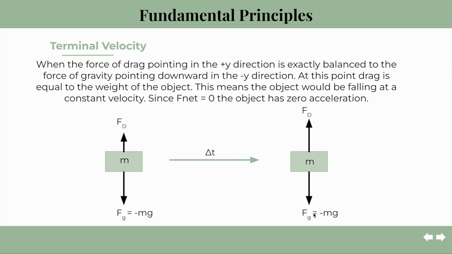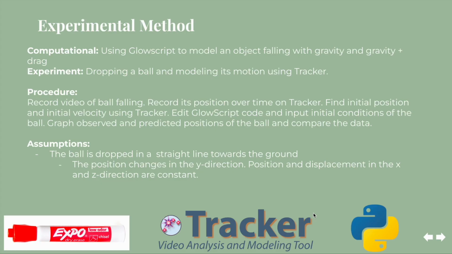That gives us constant velocity. So our experimental method is recording a video of a ball falling, recording its position on Tracker, and then finding some data that we can use to edit our Glowscript code, and then make our predicted models and compare the data. Some assumptions we're making are that the ball is dropped in a straight line, and solely the y direction coordinates are changing, but x and z direction coordinates are constant.